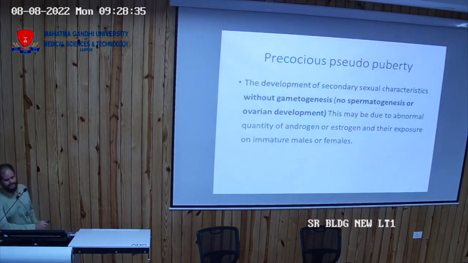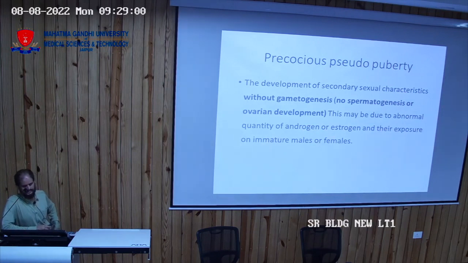Then there may be precocious pseudo puberty. What happens is that the development of secondary sexual characters is occurring, but without spermatogenesis or ovarian development. What happens is abnormal quantity of androgen or estrogen and their exposure on immature males or females. Okay. So there is no spermatogenesis or ovarian development, but still there are secondary sexual characters due to the abnormal quantity of androgens or estrogens.